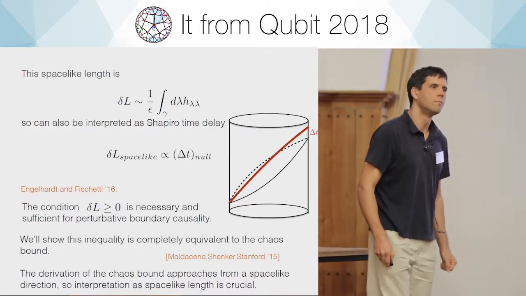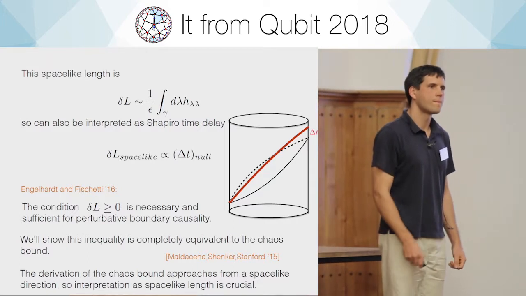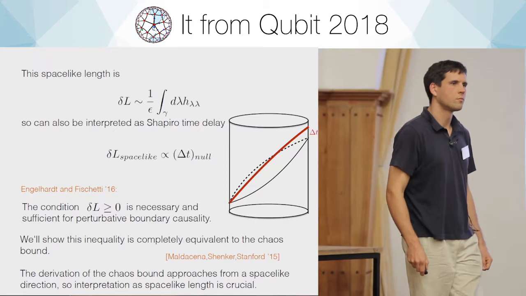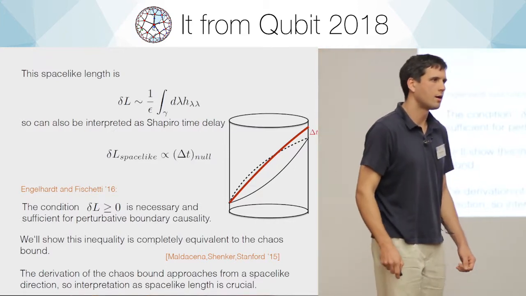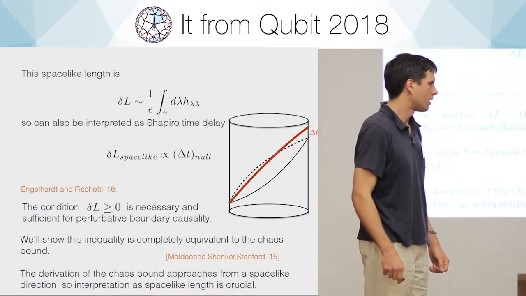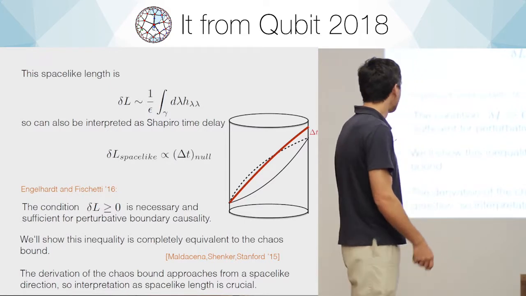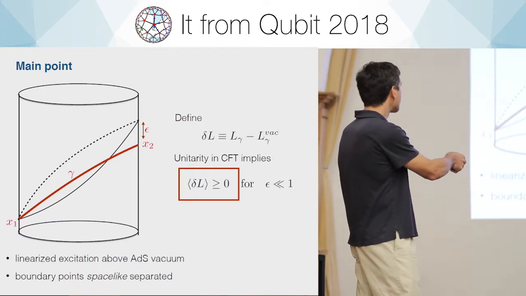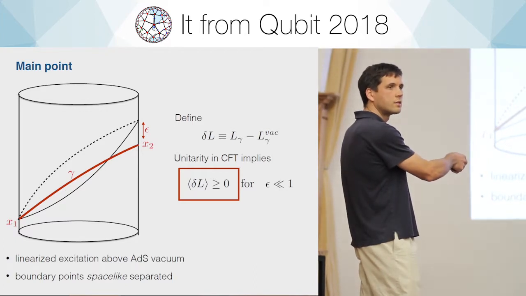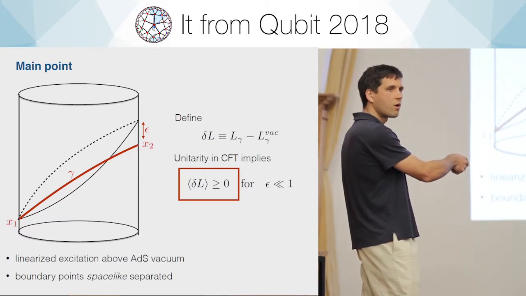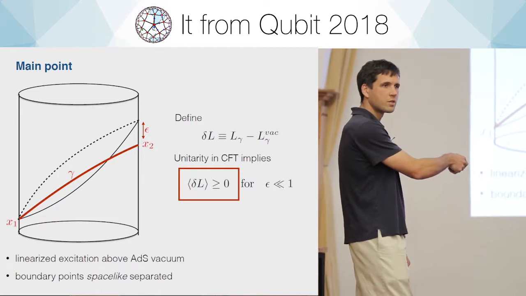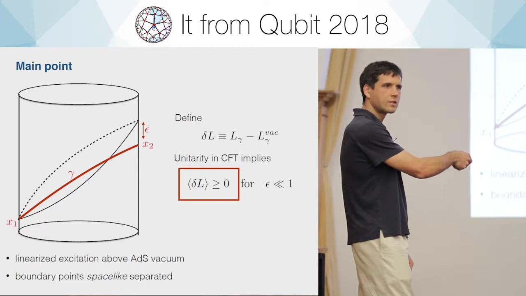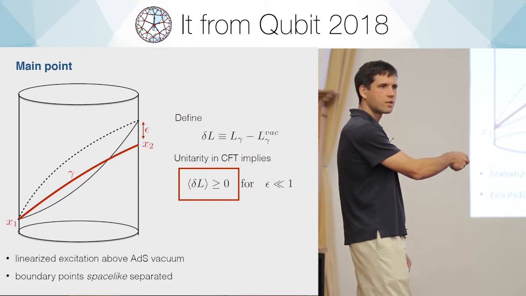Yeah? Just to clarify, the condition is for any space-like geodesic that's near enough? No, this is a limit as epsilon has to be small. It's the leading term. So when you take epsilon small, you'll find a term that's 1 over epsilon times the Shapiro time delay. And it's that term, just that leading term at small epsilon, that needs to be positive.